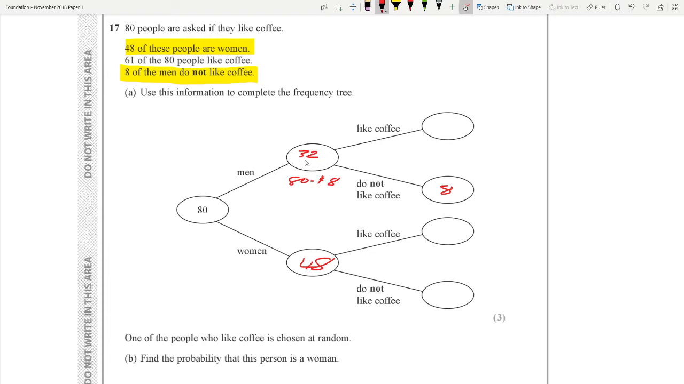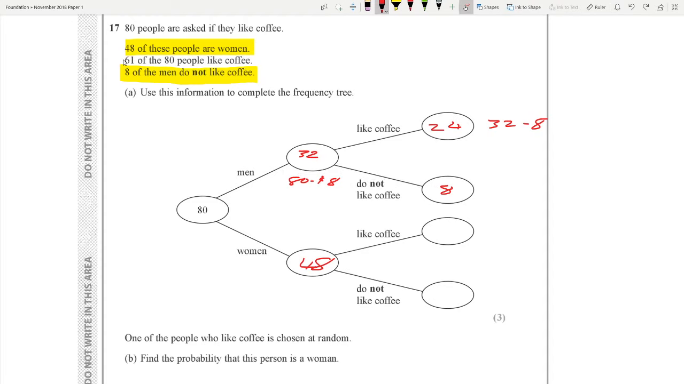Of these 32 men, 8 did not like coffee. So how can we work out how many of those did like coffee? Well, it's just going to be 32 minus that 8, which is 24. So 24 of the men like coffee. And just check, 24 add 8 gives you 32, so that's fine.